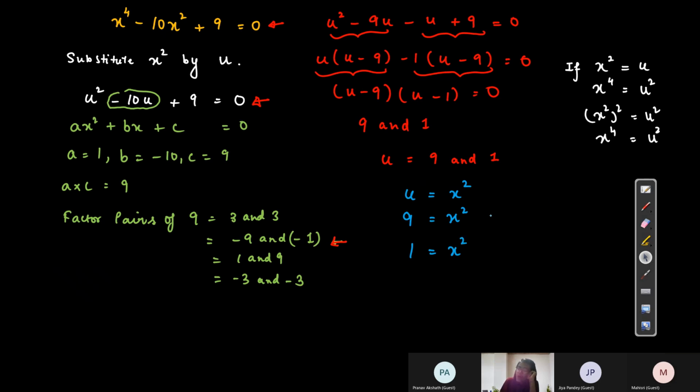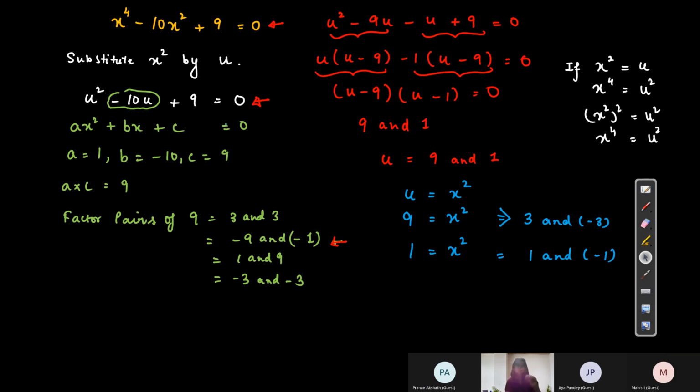Okay, now you guys can solve for x. Which number's square will give you 9? Pranav, can you tell? 3. 3 and negative 3 as well. Because negative 3 squared will also give you 9, right? 3 squared is 9 and negative 3 squared is also 9. And for this one, you will get 1 and negative 1.